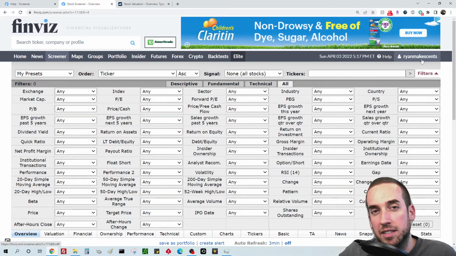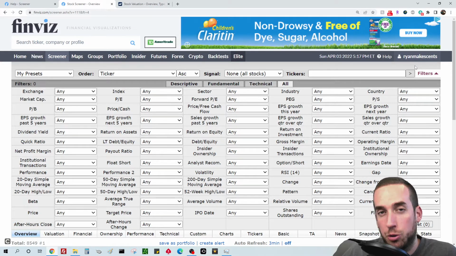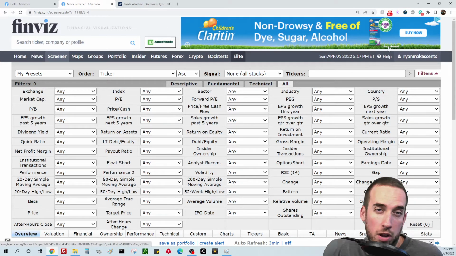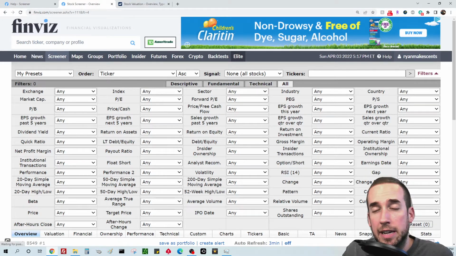It's going to make things easier to track and monitor in terms of screeners and performance, monitoring stocks that you maybe want to buy but don't buy because you don't want to put money on the line, things like that. So make an account, it's free.